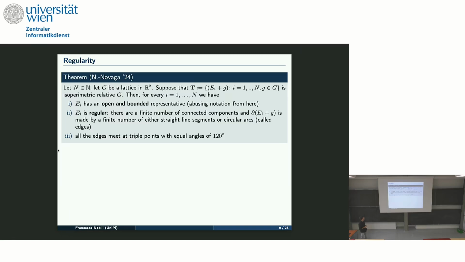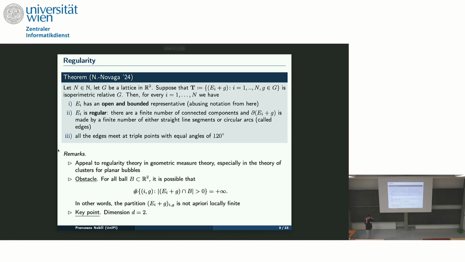And it's a smoothness result. The generator should have a finite number of connected components, and the topological boundary should be made by a finite number of edges, which are either straight line segments or circular arcs. And it is a classical planar regularity theory. And of course, the edges must meet, with this local condition of angles of 120 degrees.